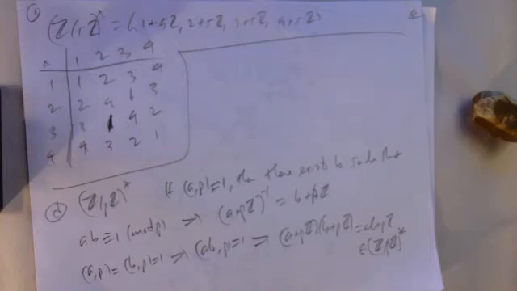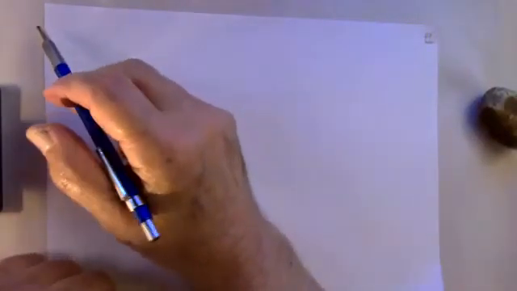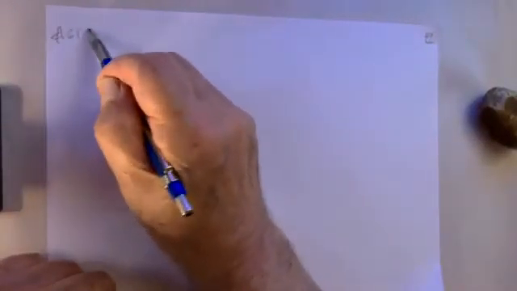Professor, can you go over problem 6, part C? The Chinese remainder theorem, problem 6, part C. So problem 6C.